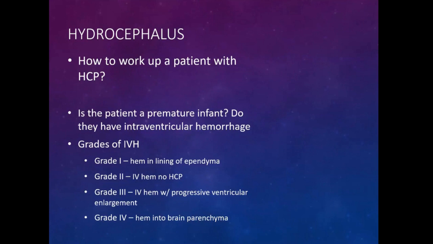A lot of those kids will go on to need treatment, but not all. Some of them will compensate and start absorbing. Some may need ventricular taps, and some don't. Grade 4 is actually a little bit of a misnomer because it's not intraventricular. It's actually hemorrhage that goes into the brain parenchyma, and it does not necessarily increase the risk of needing a shunt.